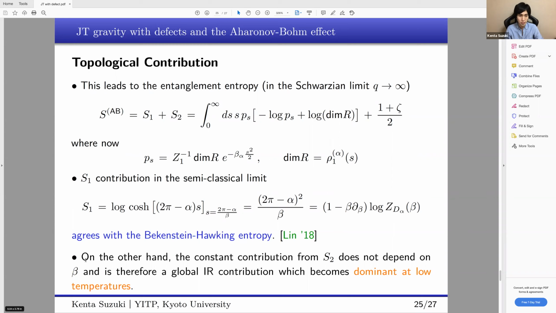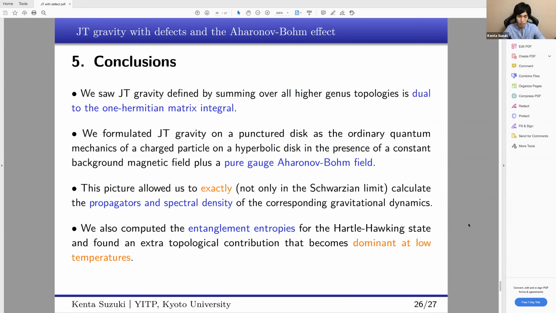However, for this puncture disk geometry, we have an additional contribution, S2. And this S2 does not depend on temperature. Therefore, in the low temperature limit, because S1 is proportional to temperature, this topological contribution actually dominates over the Bekenstein-Hawking entropy. So this is all for entanglement entropy.